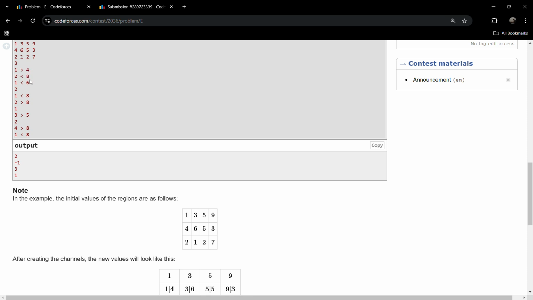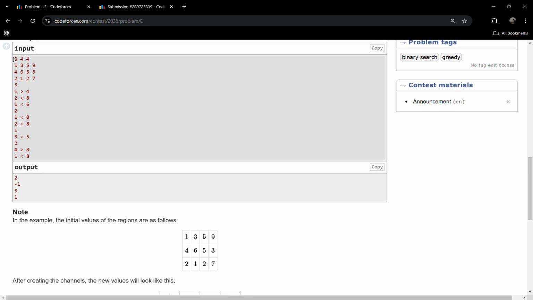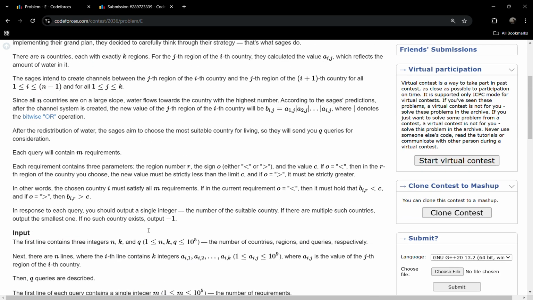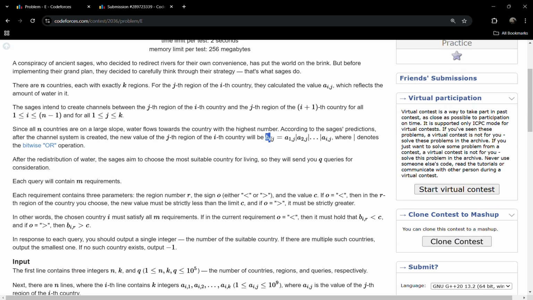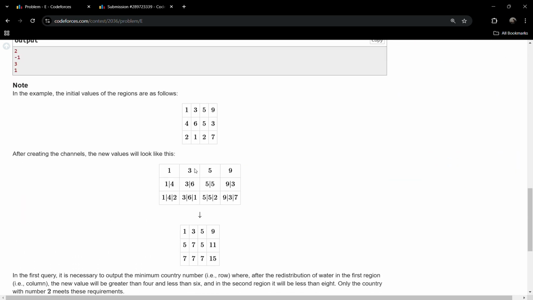So a constraint is like we will be given the region, then the sign, and the amount of water. So we have to verify, suppose this first query, let's check this first query. Here in the example, they have given the initial values of the regions as follows. This is the original grid that they have given. Next we have to calculate the OR to find the amount of water in a specific region. So we do the OR, and the matrix after doing this OR operation is like this.